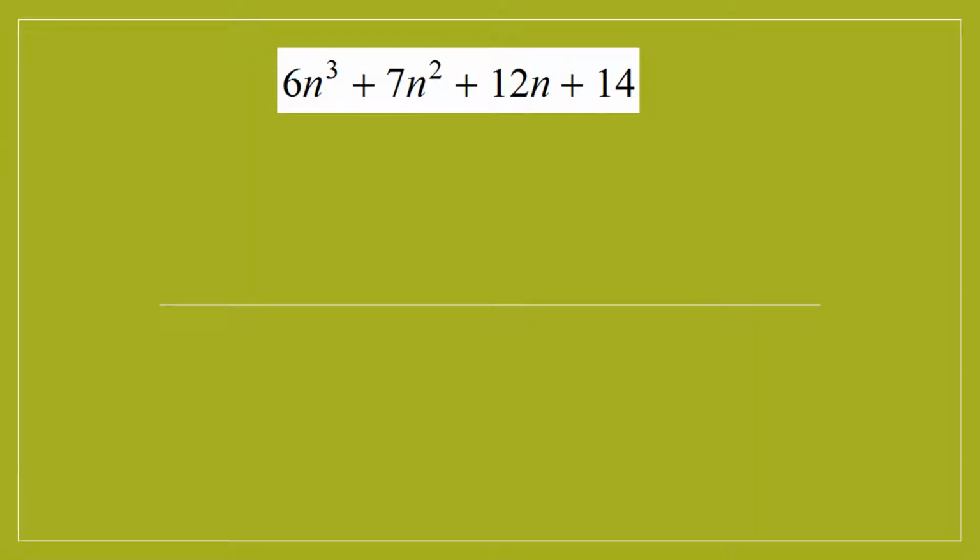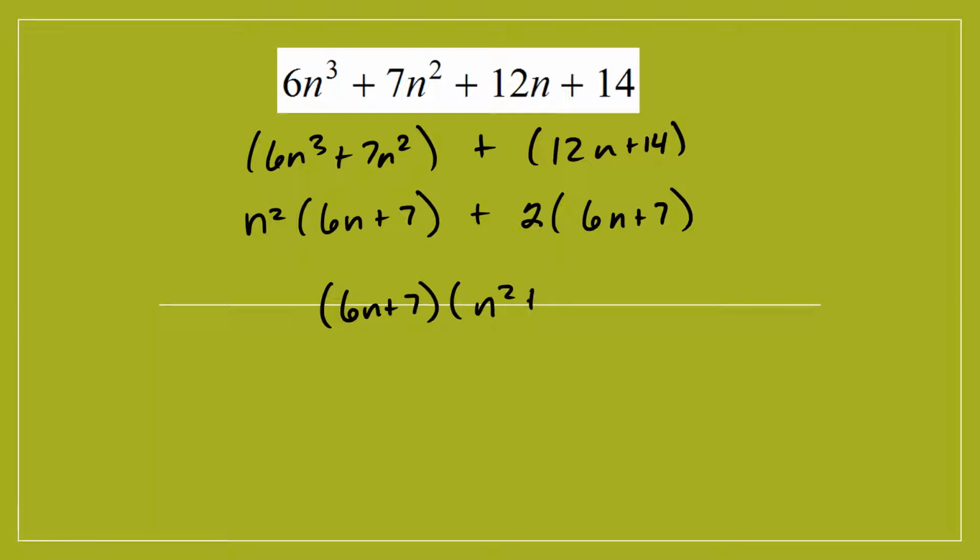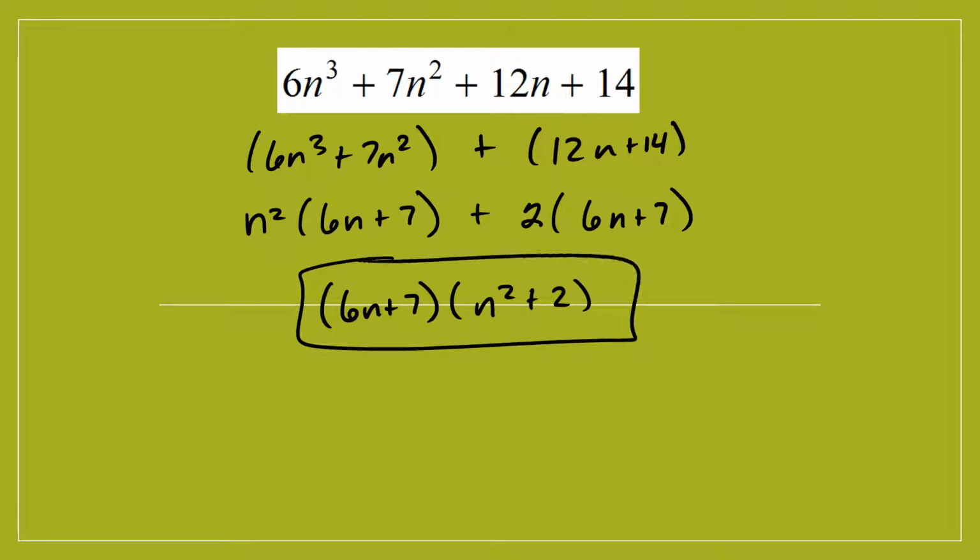All right, one more grouping here. Let's see. So break it into groups. Separate it with plus. Take out the GCF. Over here it would just be an n squared, it looks like. So I'd have 6n plus 7. And over here would be 2 by the looks. And that would give me 6n plus 7. So the matching binomial is 6n plus 7, and the remaining binomial is n squared plus 2. So there's that final answer.